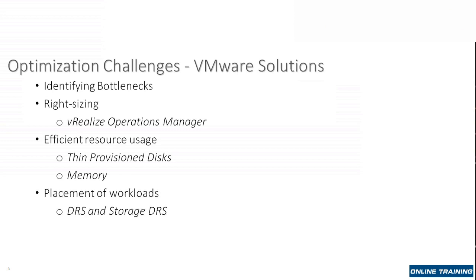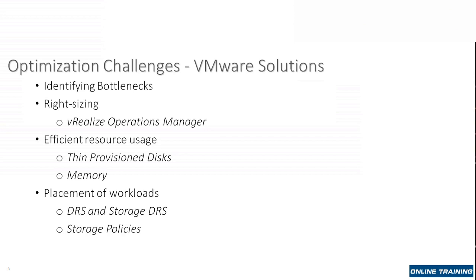How about placement of workloads? Well, what we have are a couple of load balancing solutions called Distributed Resource Scheduler and Storage Distributed Resource Scheduler, or DRS. What DRS and Storage DRS will do is automatically migrate virtual machines from host to host or from data store to data store to load balance and equalize the workload. By placing these workloads on the optimal location automatically, we can ensure that we have balanced resource usage and that our virtual machines will work as well as they possibly can.